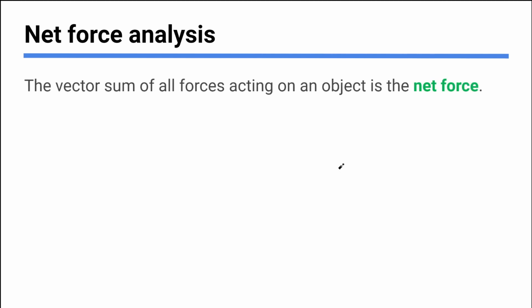Okay, so once you've got your FBD, what do you do? Well, what we care about is the net force, the sum of all of the forces acting on the object. Net force and resultant force both mean the same thing. It's a math idea of taking all the forces acting on an object and adding them together. But we do add them in a specific way.